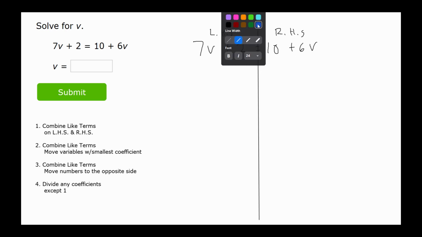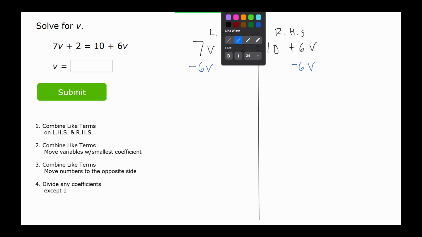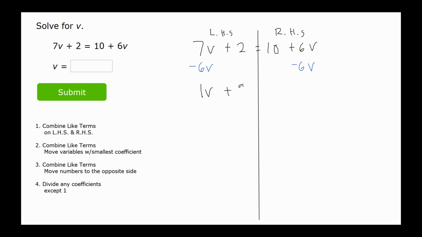And just like with previous videos, you can either show the steps or you can just carry out the steps. I'll go ahead and show the steps for this problem. So I'm going to subtract 6v from 6v and then subtract 6v from 7v. The reason why I encourage you to move the term with the smallest coefficient is because it'll keep your coefficient positive. So we have 1v plus 2 equals 10.